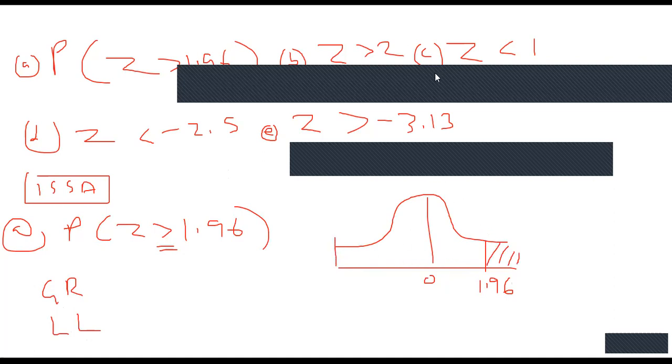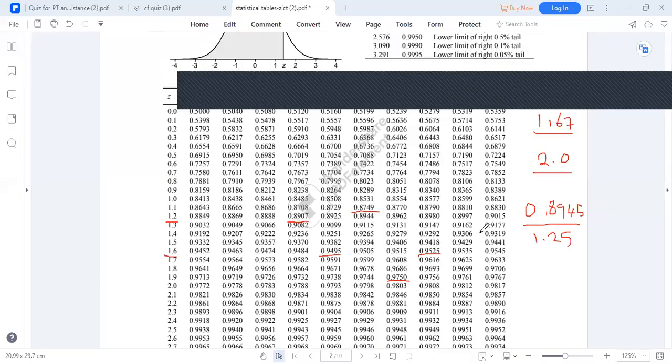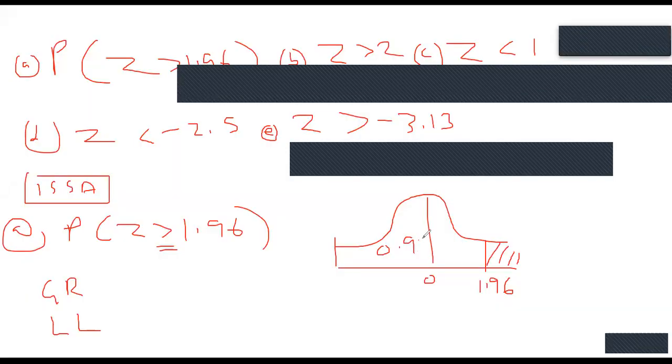1.96. Let's go to our table. What is the reading for 1.96? What is the reading? 1.9, 2.06, so 0.9750. So this means that the reading from here to here is about 0.9750, or 97% from here to here.